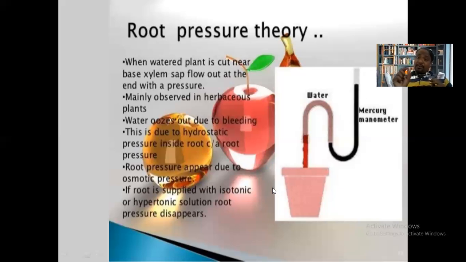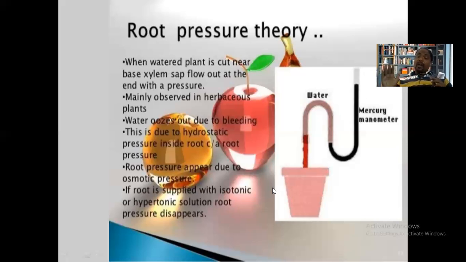Okay, because of this pressure, the water is absorbed in the root and transported to the xylem. A pressure is created. That pressure is called root pressure, and the magnitude of that root pressure is not more than 2 atmospheres. And this much pressure is not enough to transport the water from the root up to a height of 500 feet. So this theory is also not accepted by different scientists.